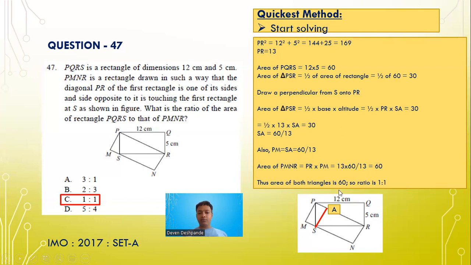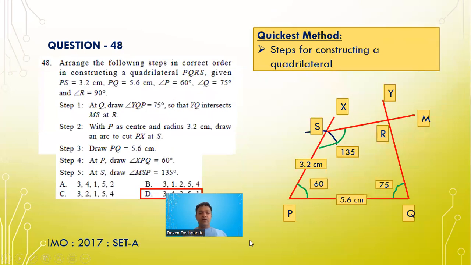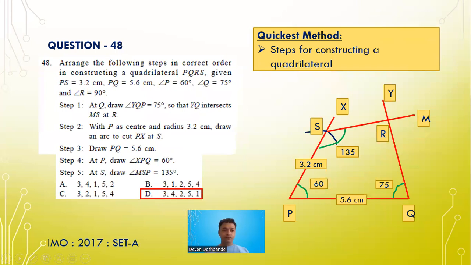So area of PQRS is also 60. 12 into 5 is 60. And area of PMNR also is 60. So what is the ratio of area? 60 is to 60, which is 1:1. So ratio is 1:1. Okay, next one.